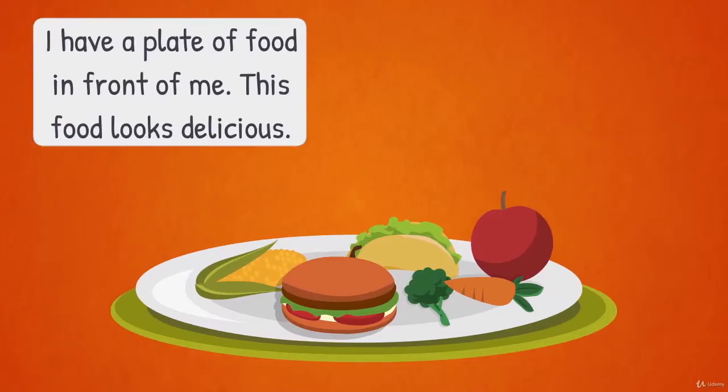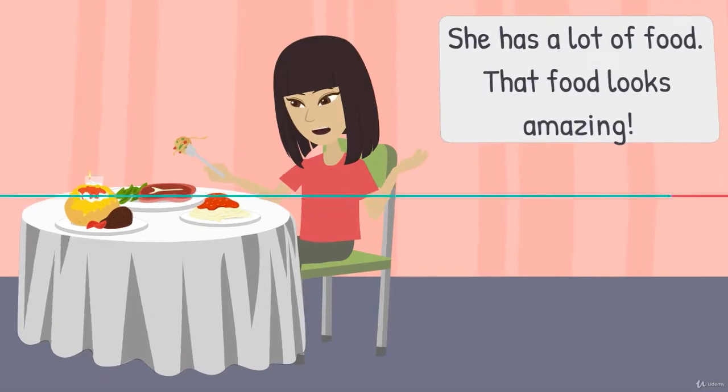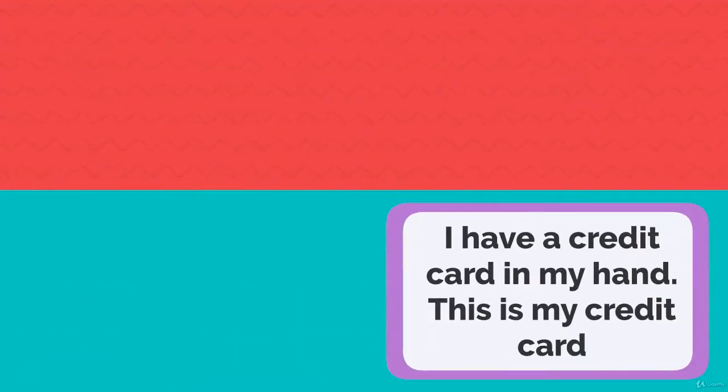That cell phone is white. I have a plate of food in front of me. This food looks delicious. She has a lot of food. That food looks amazing.